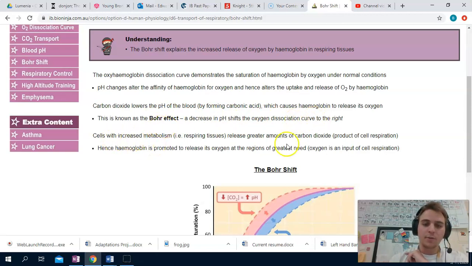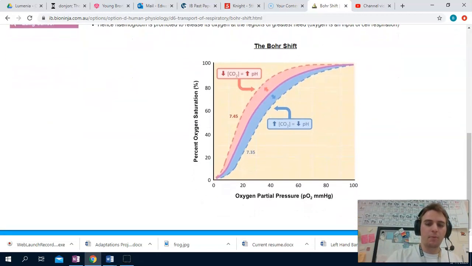Cells with increased metabolism release greater amounts of carbon dioxide, hence hemoglobin is promoted to release its oxygen at regions of greatest need. Meaning, if we look here at our Bohr shift diagram, this purple line in the middle is our original oxygen dissociation curve. If you remember from the last video, up here is usually going to be at the lungs. So this is where our little hemoglobin Ubers are picking up their passengers and taking them off to the tissues, to their little homes, until finally emptying out and having to go back.